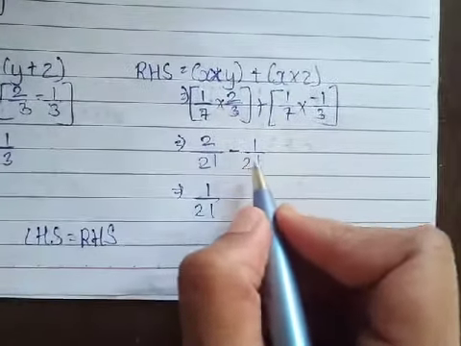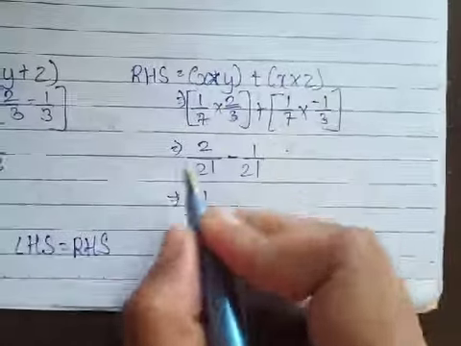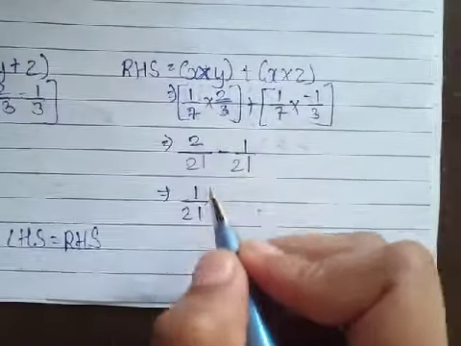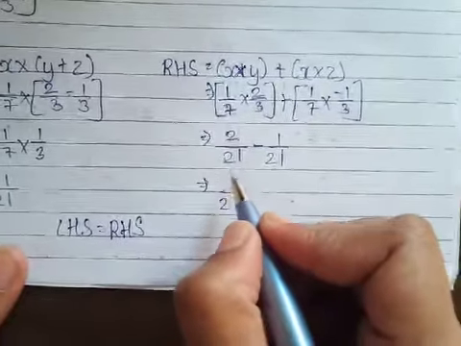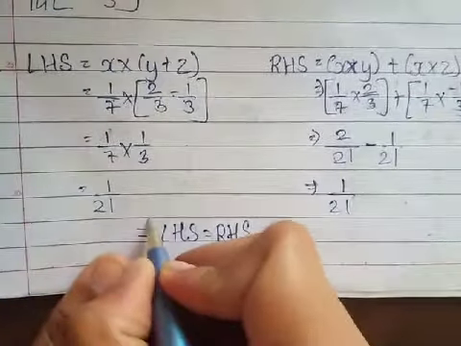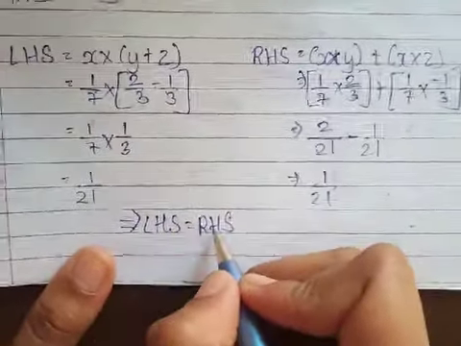So children, here you can see denominator is same. So I have to solve the numerator. 2 minus 1 is 1. Denominator is 21. So our RHS is 1 by 21. So which implies that LHS is equal to RHS.